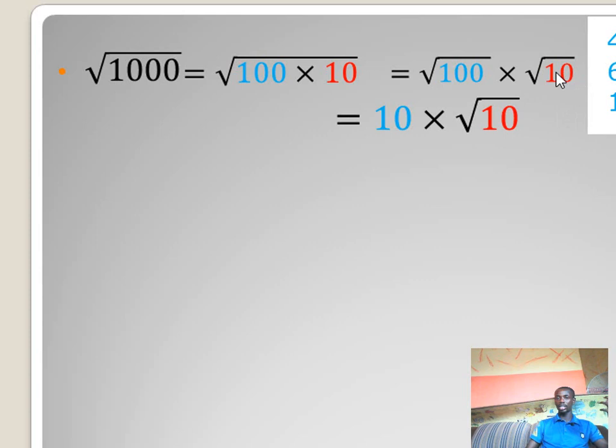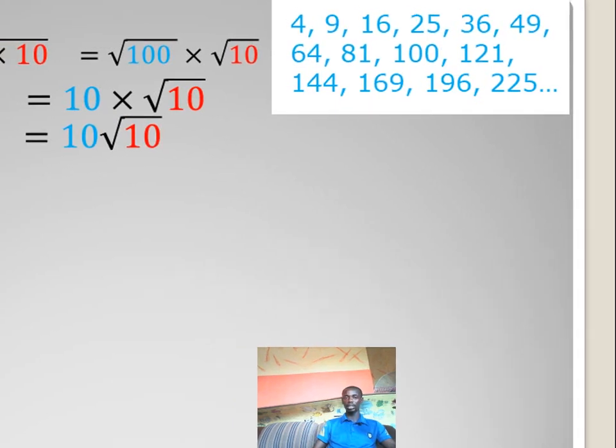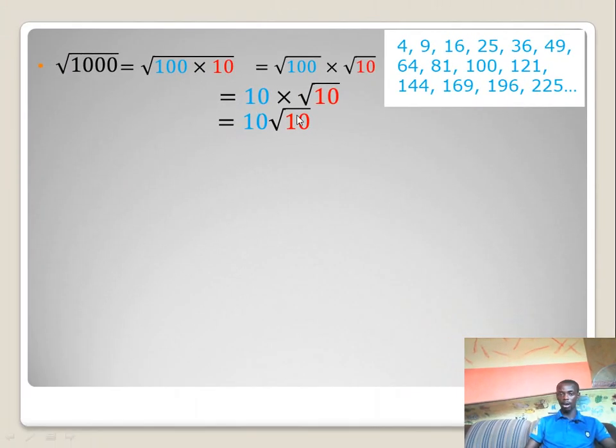I can split 10 into any factor here? 10 has no factor here. So I'm good to go. The final answer is 10, then root 10. So simplifying root 1000, I have 10 root 10. I hope that is understood.